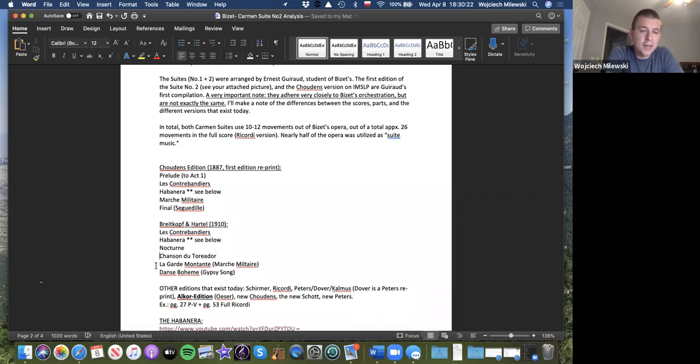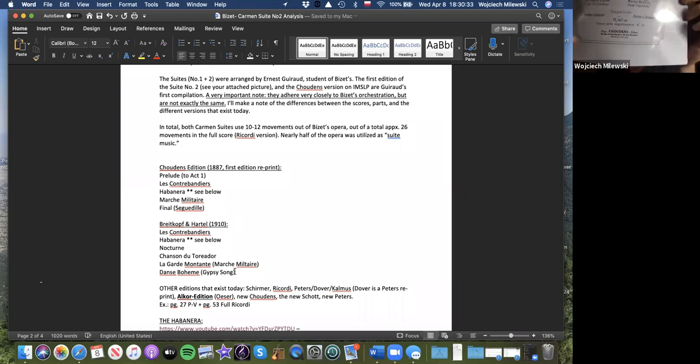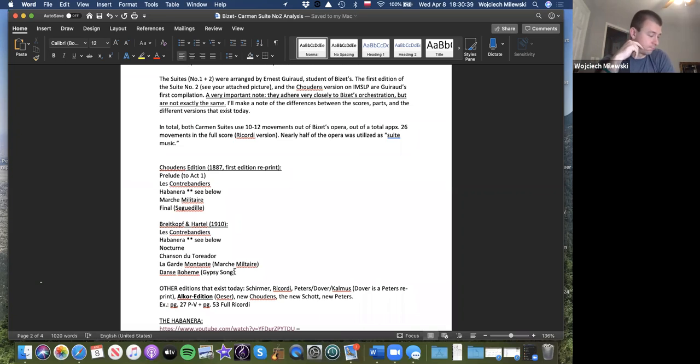And then that's followed by La Garde Montante, which is the Marche Militaire, and then the Danse Bohème, the gypsy song. But wait a minute, in the second suite, the original one, is the Seguidilla. So where's the Seguidilla now? Well, it's not in either the first one or the second one. Kind of amazing. So this really famous Près des remparts de Séville doesn't really have a home in the suites.